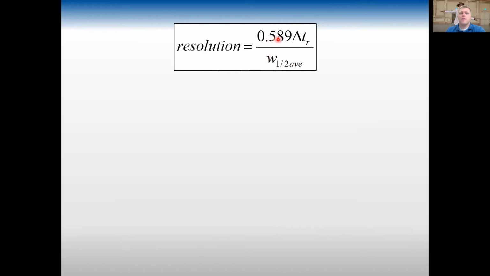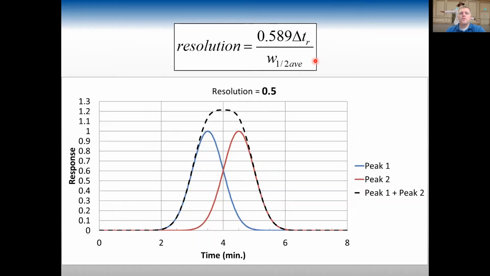0.589 times the difference in retention times of our two peaks, divided by the average width of the two peaks at half height. To give you an example, if we have these two peaks here, the red peak and the blue, they have some retention time here and some retention time here. Then this delta TR, this difference in retention time, is just the distance between these two peaks. One shows up at about 3.5 minutes, and the other at about 4.5 minutes, so there's a difference of about 1 minute.